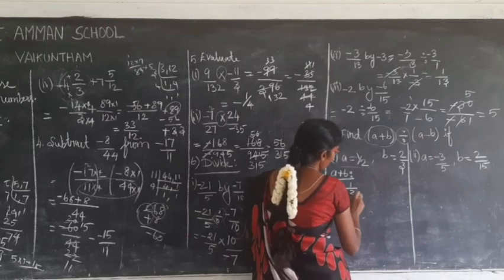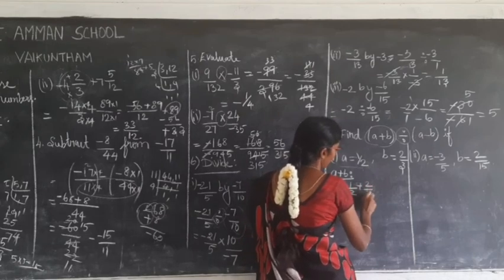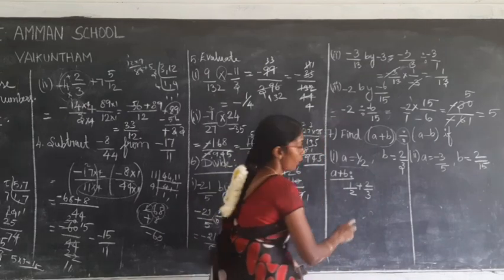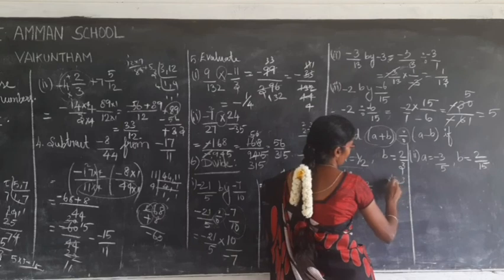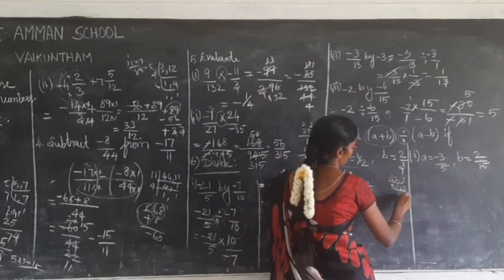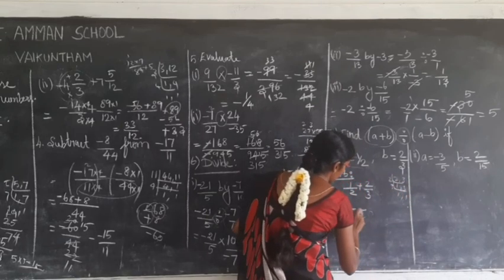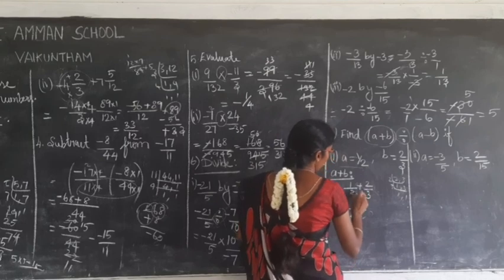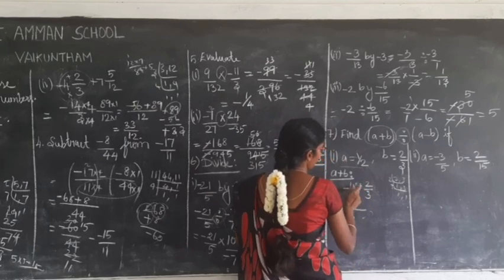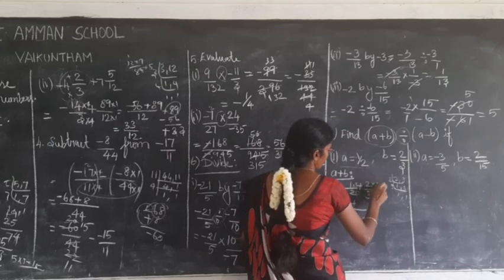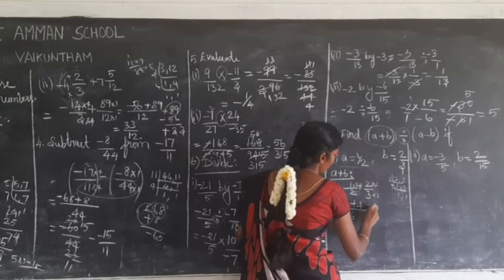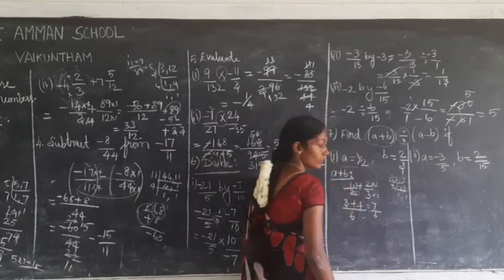So 1 by 2 plus 2 by 3. So here the denominators all differ. So what you have to do? Take the LCM. So 2 3s are 6. So here we have to multiply by 3 plus 2. So 2 2s are 4. So 7 by 6. Okay.